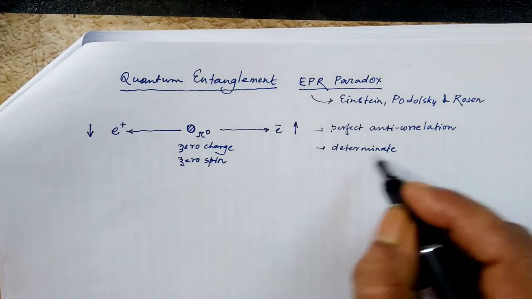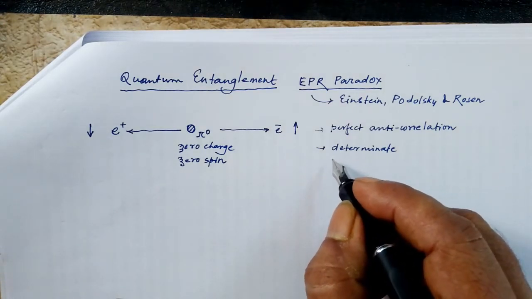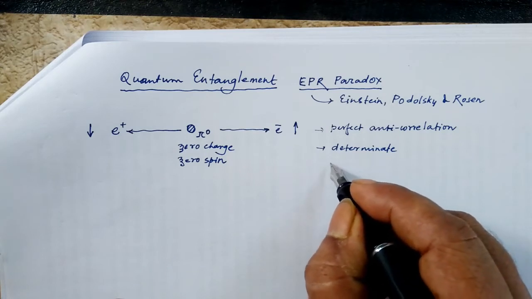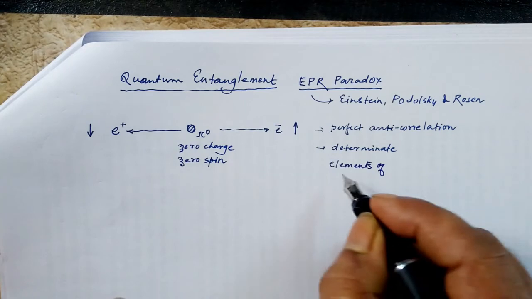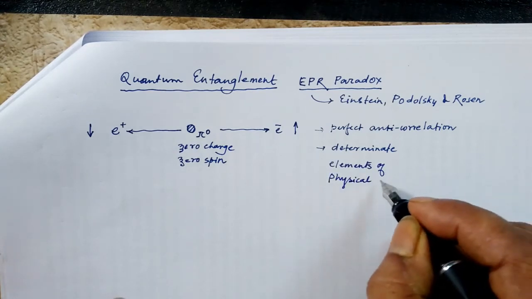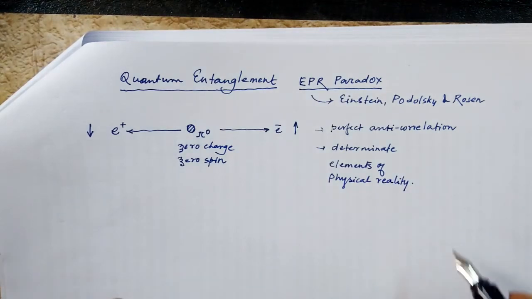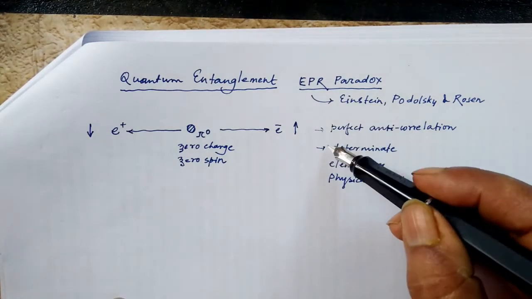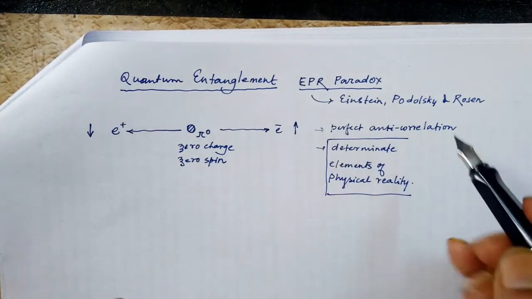When it is determinate, we say that these are actually the elements of physical reality. So this version was Einstein's.